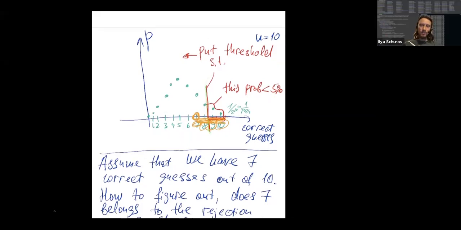Now, assume that I found this threshold, but forget about it. I found it, but lost it. But now I have my data. I look at my data, and I see that I have the value 7. So I have 7 out of 10 correct guesses. And now I want to understand, does my value 7 belong to the rejection region or not? To do so, I just find the probability to obtain 7 or more correct guesses, provided that the null hypothesis holds. So I just find the sum of these values.